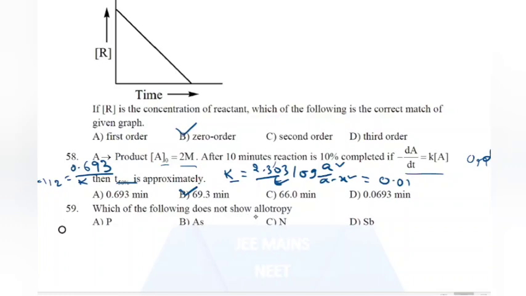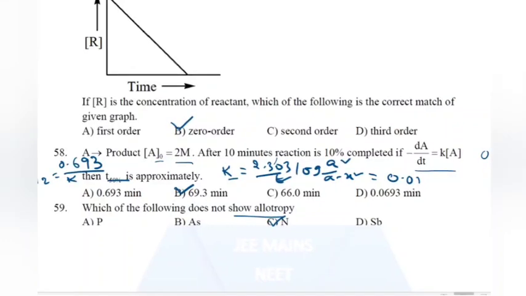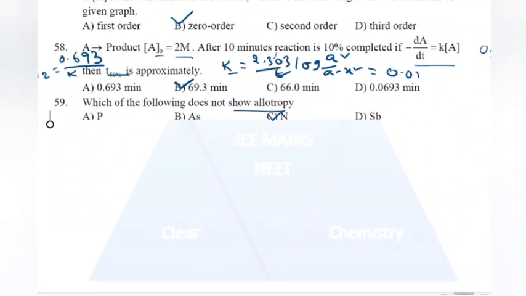Next one. Which of the following does not show allotropy? Among 15th group elements in the nitrogen family, nitrogen cannot show the allotropy. So the answer is C. Especially in the groups, we need to concentrate more on physical and chemical properties of all the elements. From inorganic chemistry, it's an easy topic, so you can score well in the inorganic chemistry. So don't neglect the groups.